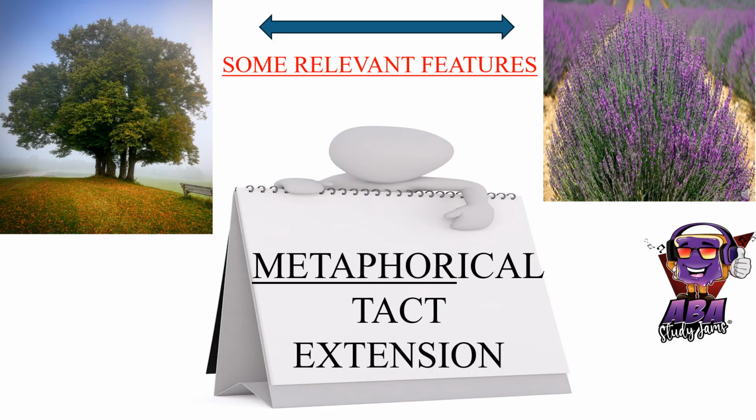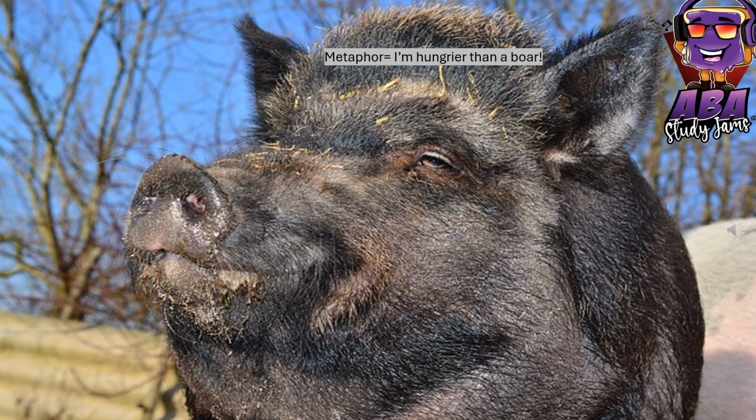In metaphorical tact extension, the novel stimulus shares some, but not all, of the relevant features of the original stimulus. Let's use Cooper's example of a tree. A bush has some but not all of the defining features. The antecedent, a bush, may also evoke the response, tree, and exemplify a metaphorical tact extension. I'm hungrier than a boar is my favorite metaphor.